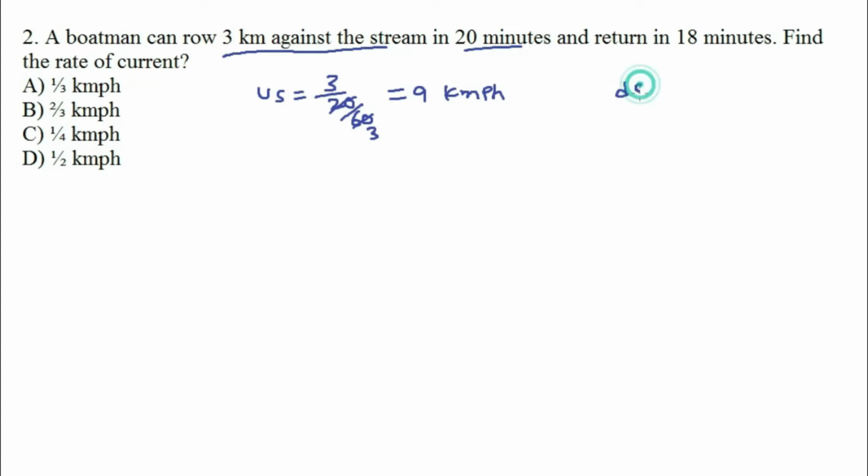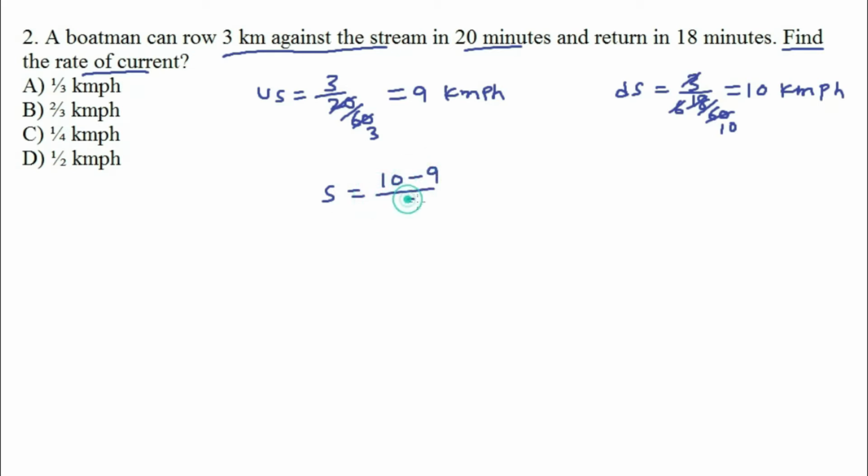And downstream speed equal to distance is same, 3 km divided by time is 18 minutes. 18 minutes in hours, 18 by 60. 3 into 6 is 18, 6 into 10 is 60. Downstream speed equal to 10 km per hour. Find the rate of current, that is speed of the stream. Speed of the stream equal to downstream speed minus upstream speed divided by 2 equal to 1 by 2 km per hour.